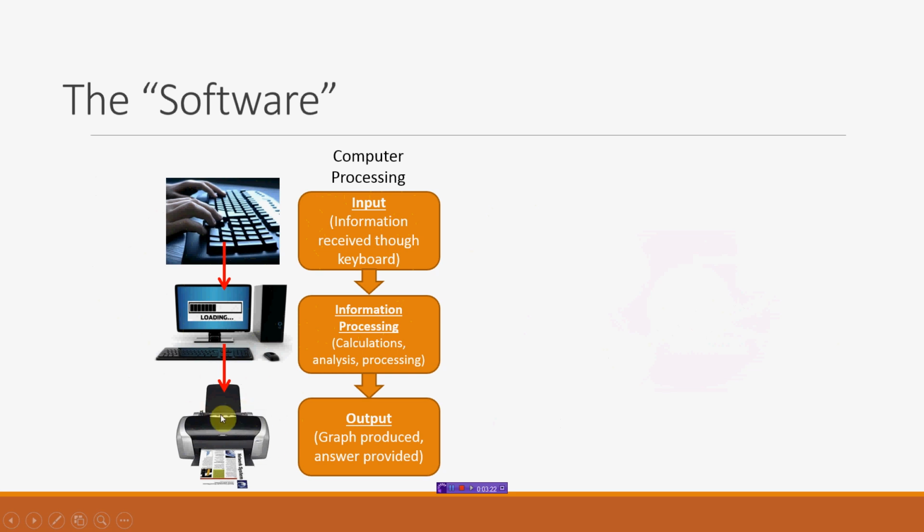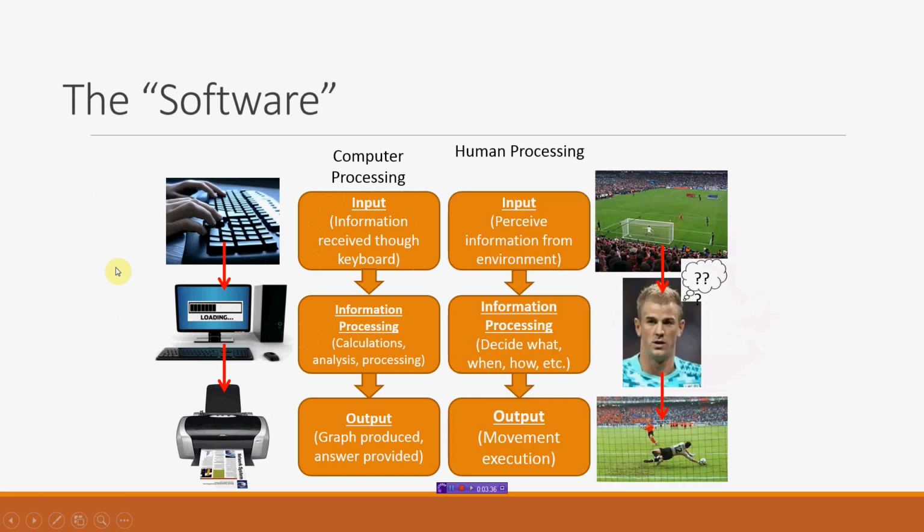In this sense, and you can see here the diagram of a printer, the output would be printing out what has been put into the computer. It might be a graph or an answer to a question or even your essay. In a sports performance type of example, there are a lot of parallels between how a computer might process that information and how we might suggest that an expert goalkeeper might process similar types of information inputs.